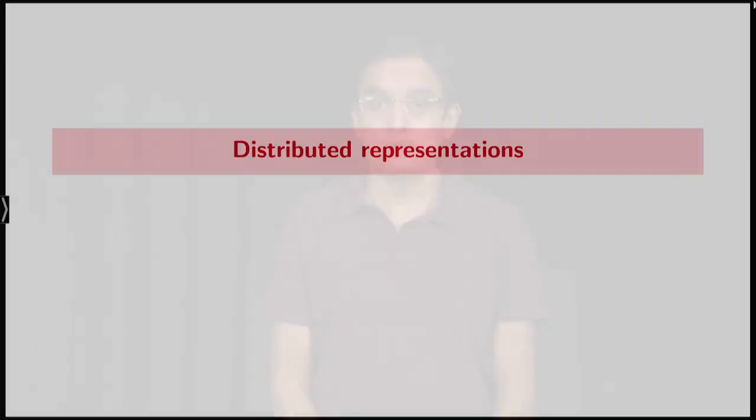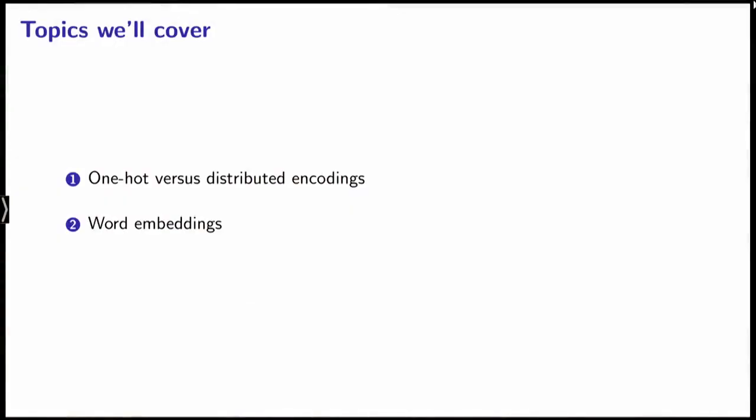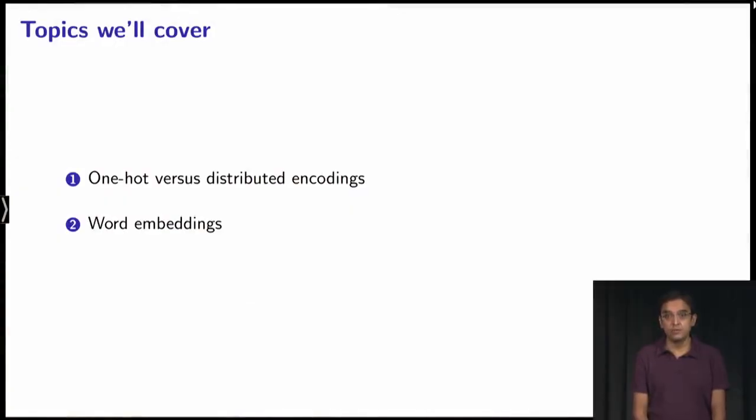In studies of the brain and in studies of artificial neural networks, a central theme is distributed representation. Today we'll look at what this means. So we'll start by introducing distributed encodings by contrasting them with one-hot encodings. And then we'll look specifically at how a distributed encoding can be constructed for words.